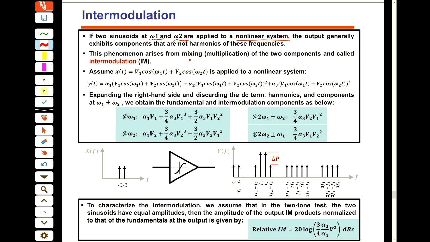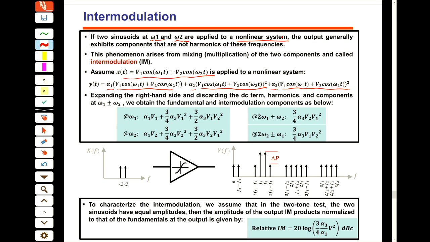Then we can write down that our output is again alpha 1 times the fundamental, alpha 2 times this squared, and alpha 3 again times the input to the power 3. This is what we have from the transfer function of our system. Okay? So if you expand this expression and then just put away the DC term, which is already there, and the harmonics, which I said that we can get rid of by filters, we have another two terms.